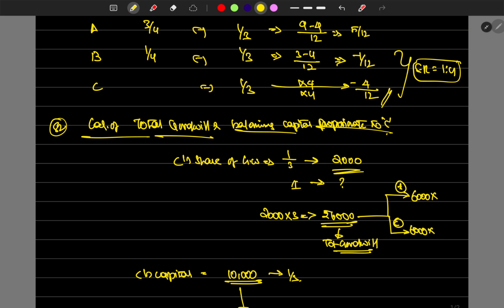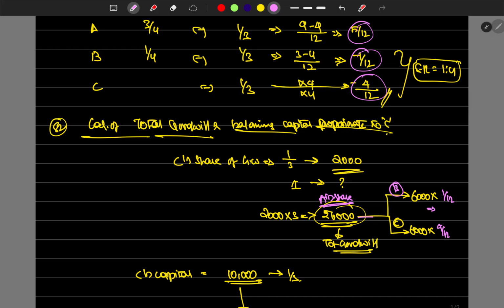Guys, this is not 1 by 5. Actually, C's and A's share is also inside this goodwill, right? So we can't take the entire 6,000 and calculate it for B and C, because this is not the goodwill dedicated for B and C. This is the goodwill for the entire A, B and C. So we have to take these ratios and calculate. B is gaining 1 by 12, and C's ratio gain is 4 by 12.